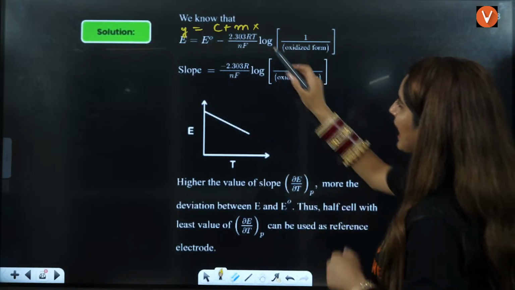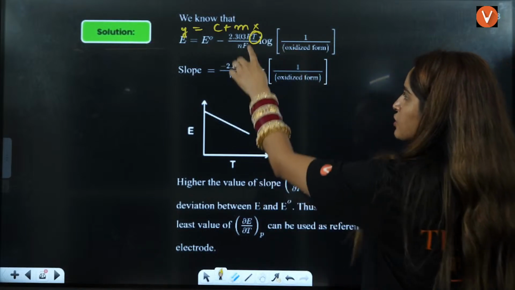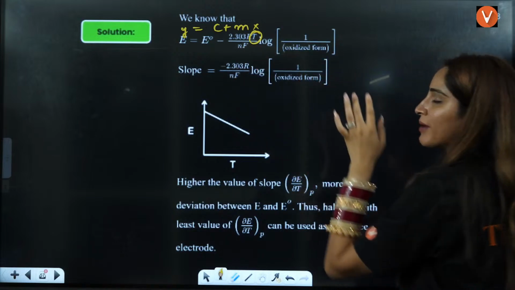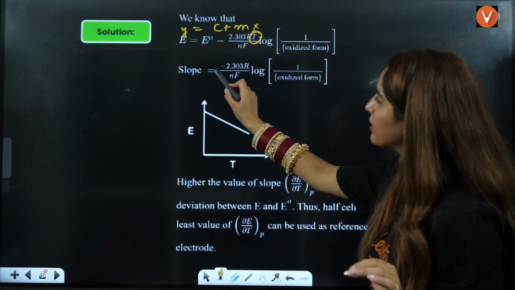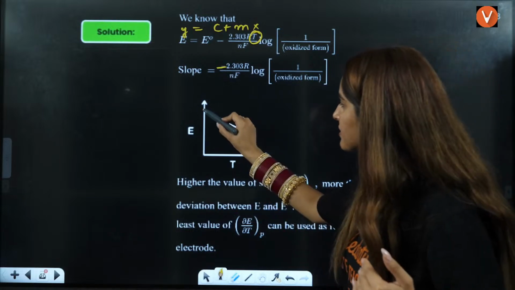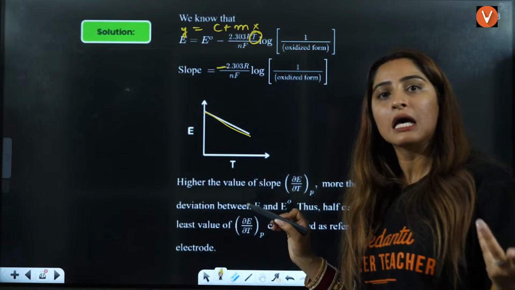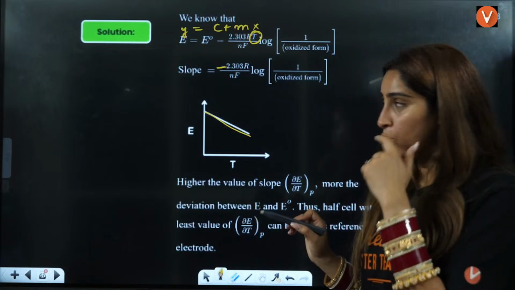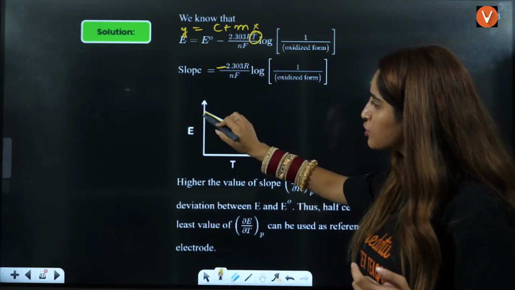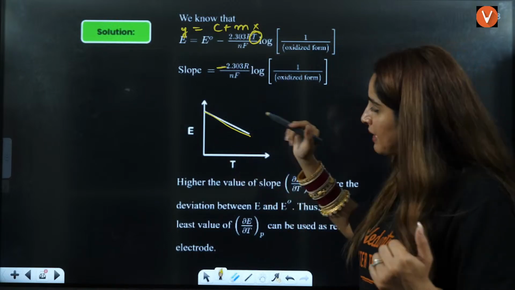So if you are taking X as the temperature, this whole minus 2.303 R by nF log of 1 by the oxidized form is going to be the slope. If the slope is negative and it is a straight line graph, that means it is inversely proportional, right? So this is what I told you, that directly you can also say as E increases, temperature decreases, or you can also draw the graph here, right?